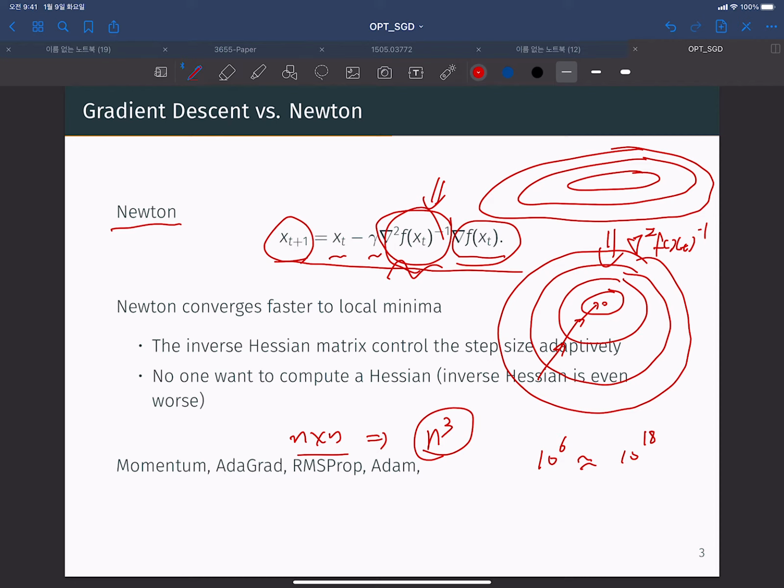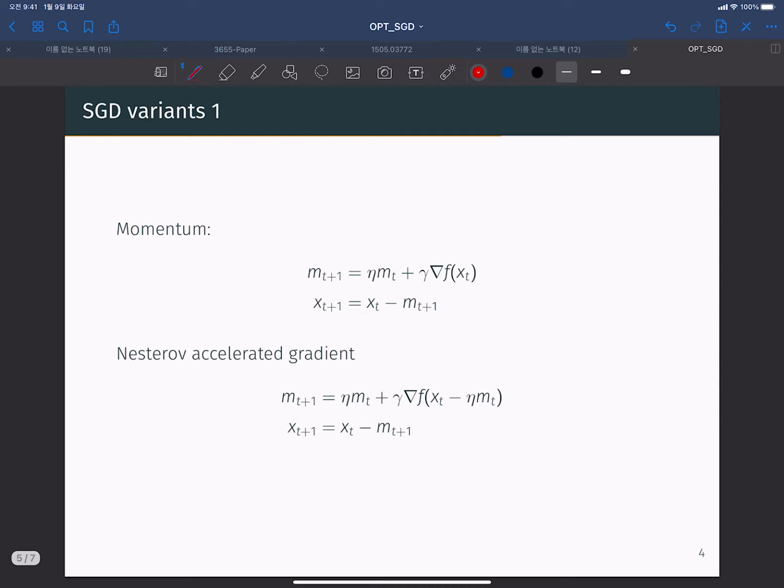So we have to introduce some heuristics or some alternative way that does not use the Hessian matrix, but roughly guesses the inverse Hessian matrix, or some other technique that can boost up your convergence speed. Okay. The first approach is the momentum type method. The idea of the momentum method is this.